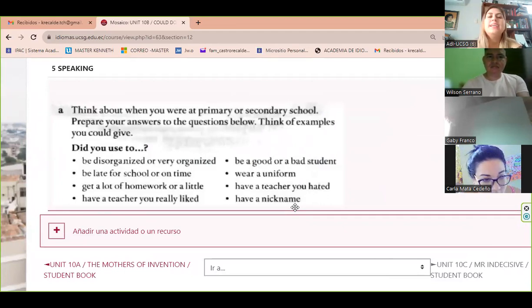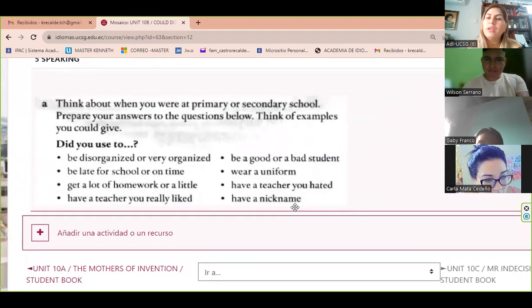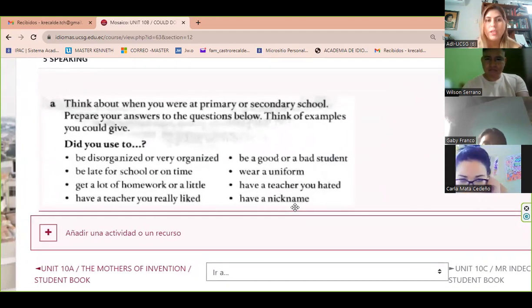Pay attention. It says, think about when you were in primary or secondary school, and I want you to answer these questions. Did you used to be very disorganized or organized? Did you used to be late for school or on time? Did you used to get a lot of homework or a little? Did you used to have a teacher you really liked? Did you used to be a good or a bad student? Did you used to wear a uniform? Did you used to have a teacher you hated? Did you used to have a nickname?